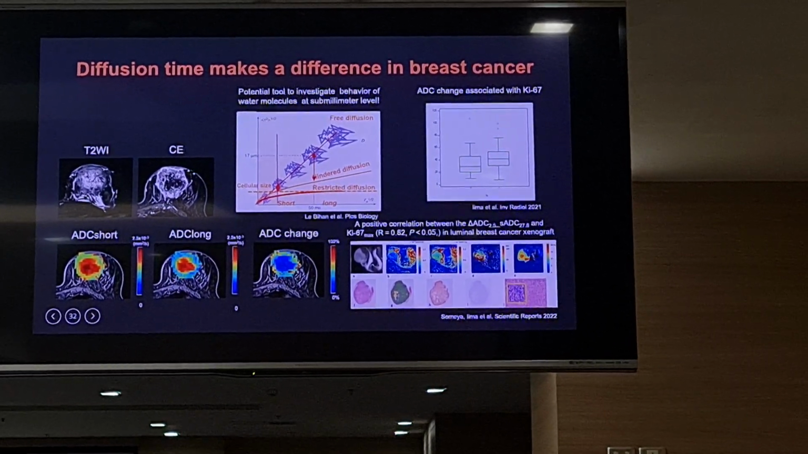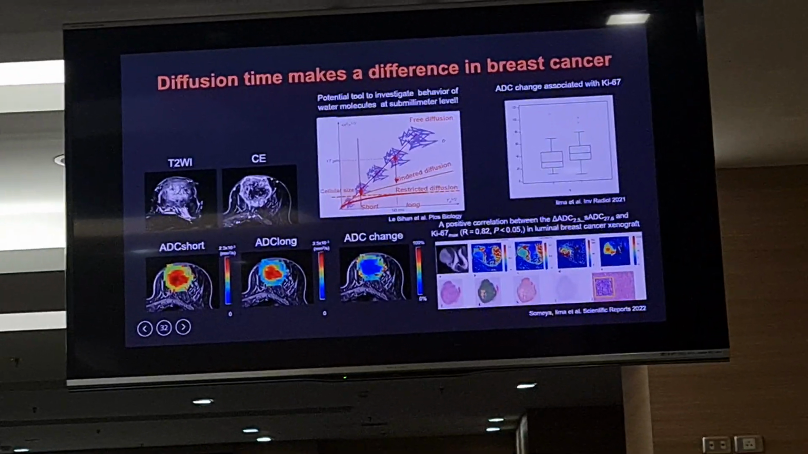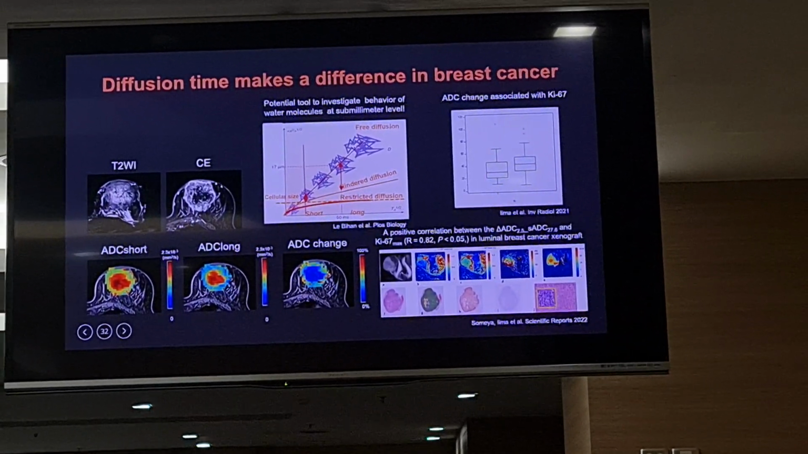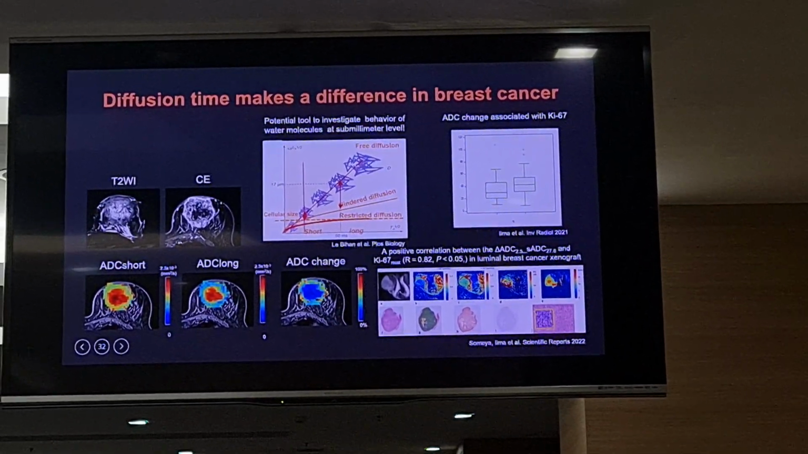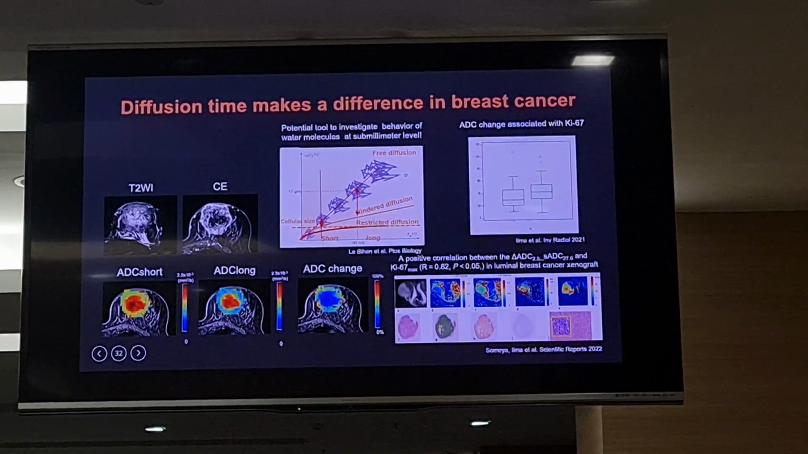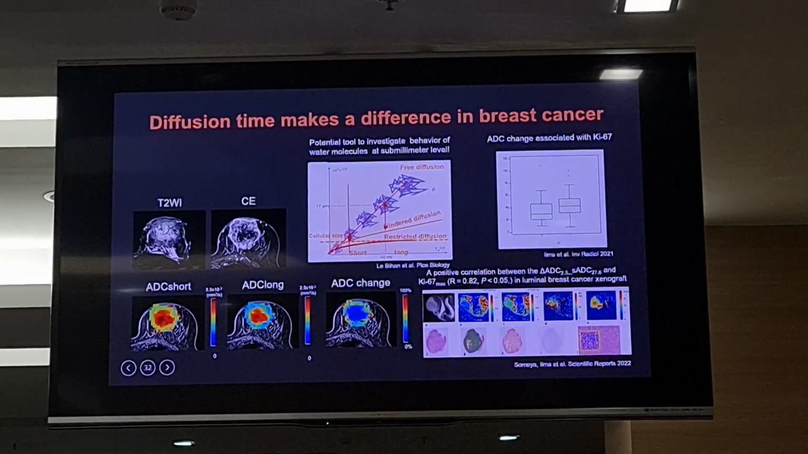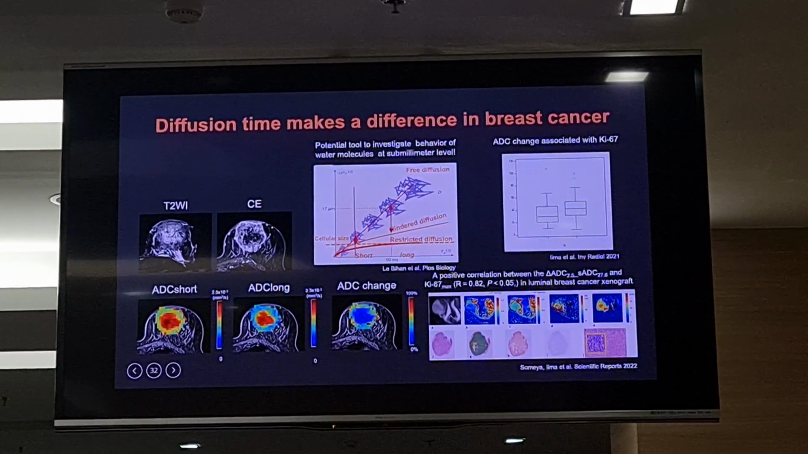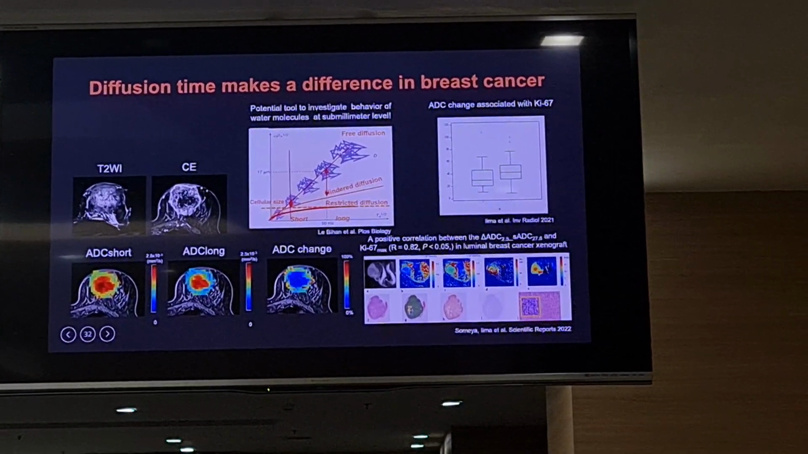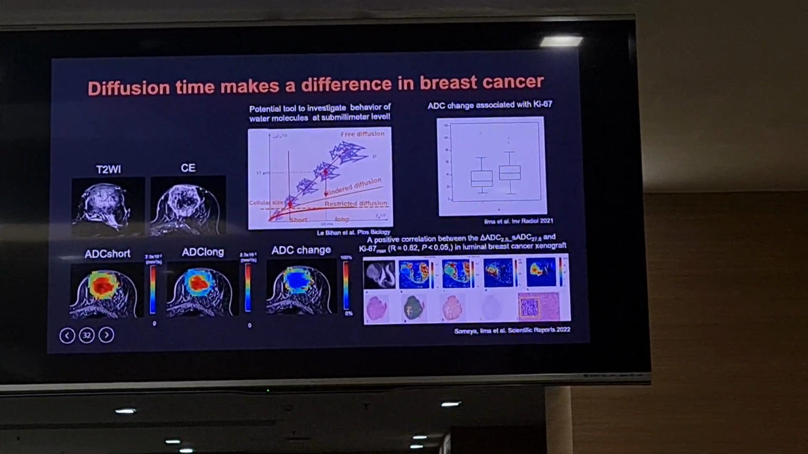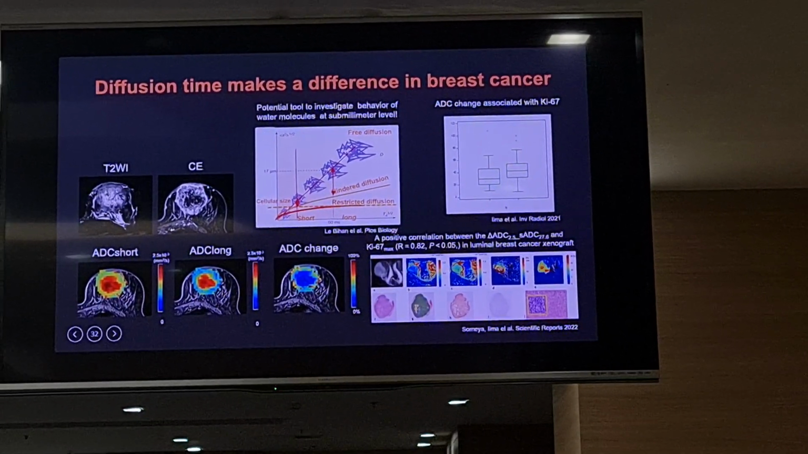And diffusion time, as nicely covered already, also makes a difference in breast cancer. So here is an example of breast cancer. This is a T2 weighted and the contrast enhanced images, and this is the ADC maps. With different diffusion times, we can acquire the images even in a clinical setting right now. So this is an example of an ADC map with short diffusion time, long diffusion time, and the ADC change map between the short and long diffusion time.